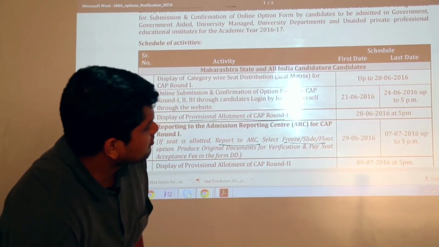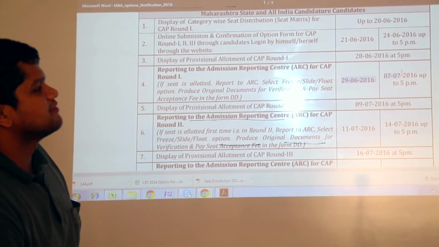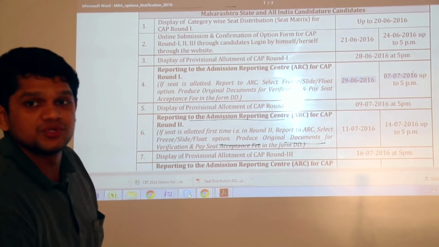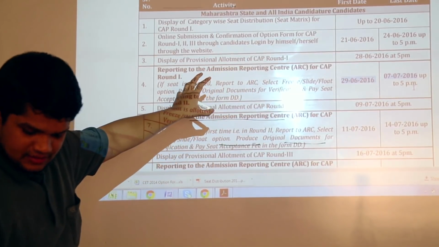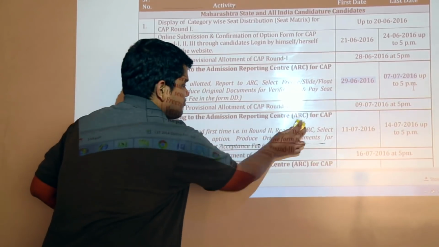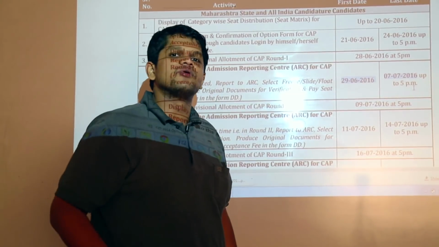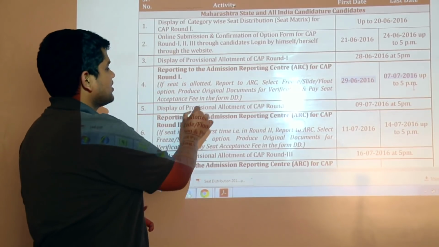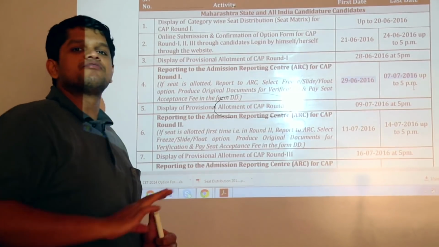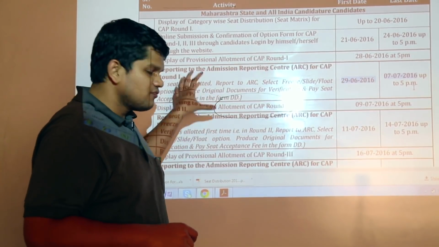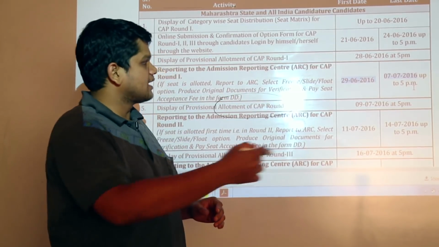Next, this procedure has to be done from the 29th of June to the 7th of July. After that, based on whoever have taken admissions in Cap Round 1 or whoever have chosen a slide or a float in Cap Round 1, they would now be giving an allotment for Cap Round 2. So you don't have to fill up a separate form for Cap Round 2. The same form will be used for Cap Round 2 also. The same list of preference that you've given will be taken up.